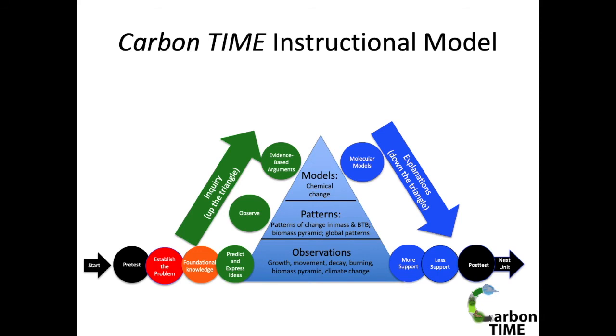Observations, patterns, and models are tied together by investigations and arguments from evidence, as well as model-based storylines that trace matter and energy through systems. The color coding here supports students and teachers in where they are in a unit, and we'll look at this more shortly with our example in the plants unit.